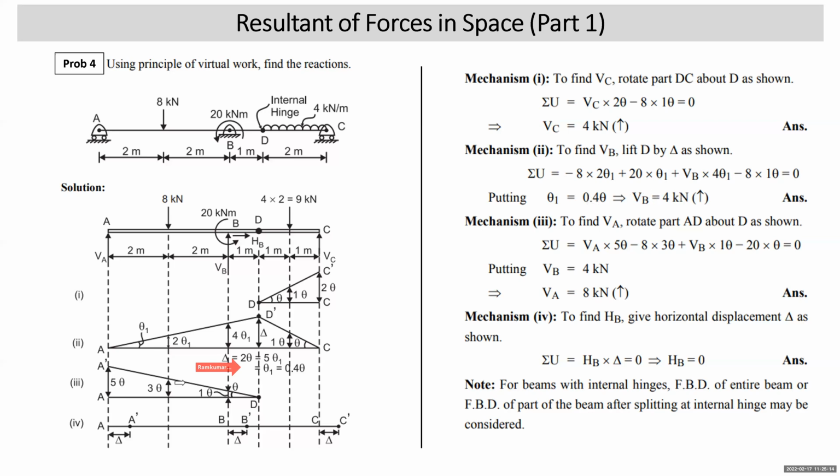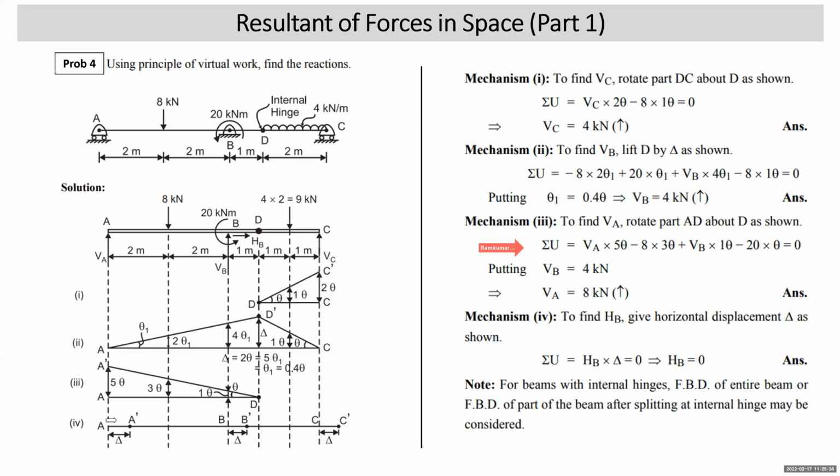Right. Now, after this, you want to find VA. To find VA, you should consider free body diagram of part AD and rotate the beam about D, so that HD and VD will not do work. Because you have split the beam and you are rotating the beam about D, HD and VD will not do work. But yes, VB will do work. VA will also do work. All right. So mechanism 3, this is for VA.